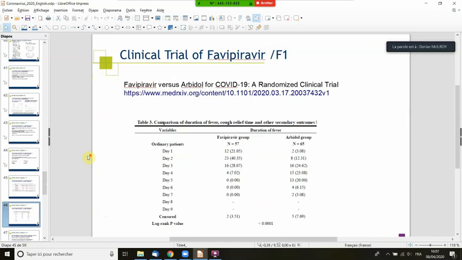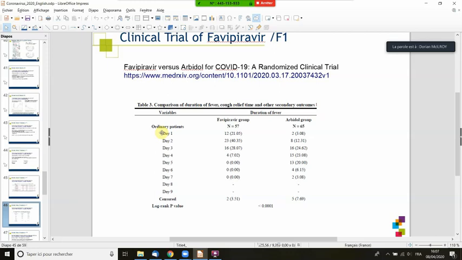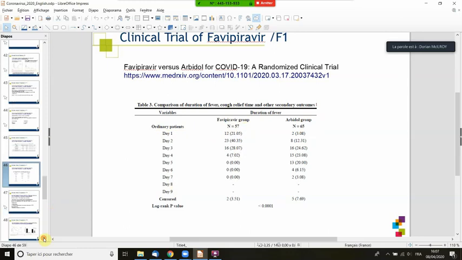And this is another example here. This is the fever, whether the fever was resolved on day 1, day 2, day 3 and day 4. In the favipiravir group, the numbers are a bit small because they reduced it to the patients who didn't have any comorbidities. Fever was resolved more quickly in this group compared to the comparator group, and once again a pretty highly significant result. That's one small trial from China, and now the second favipiravir trial in China.